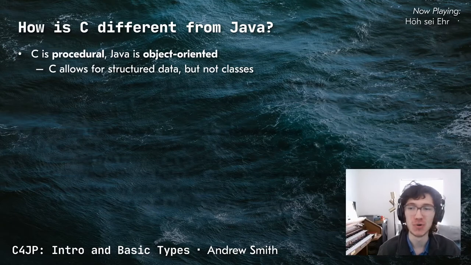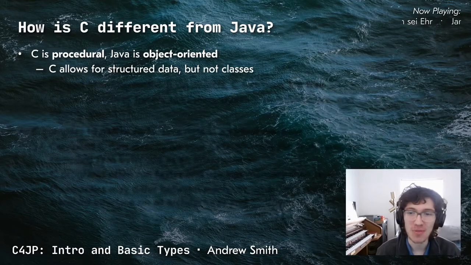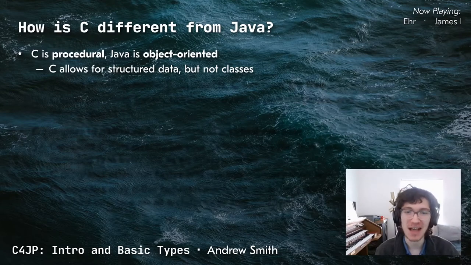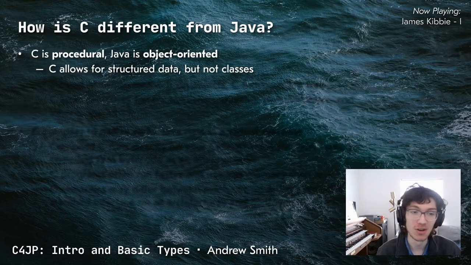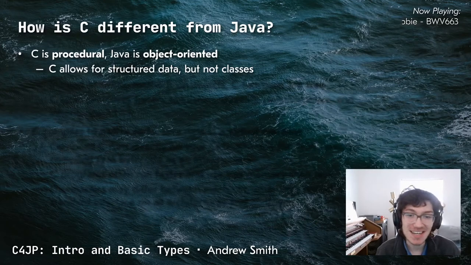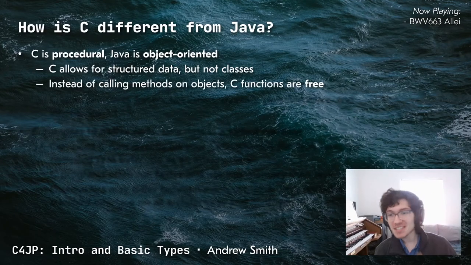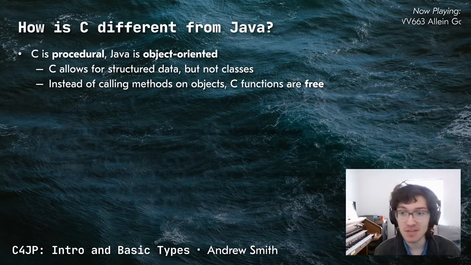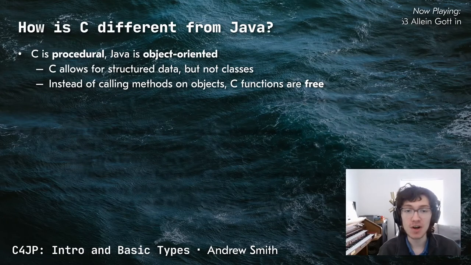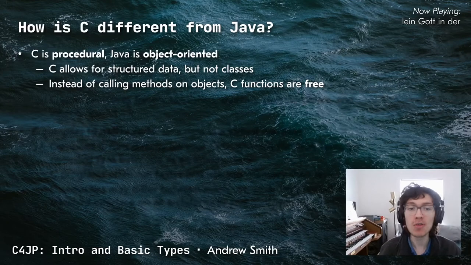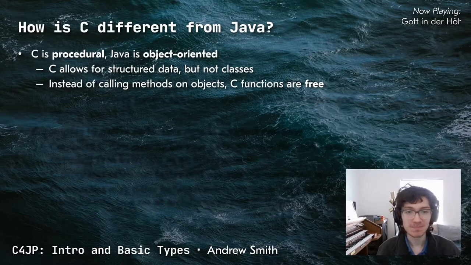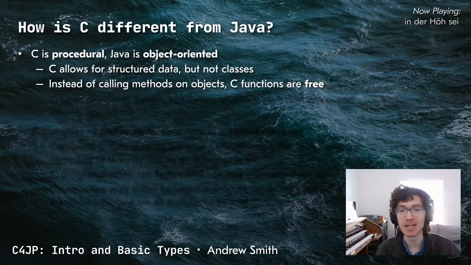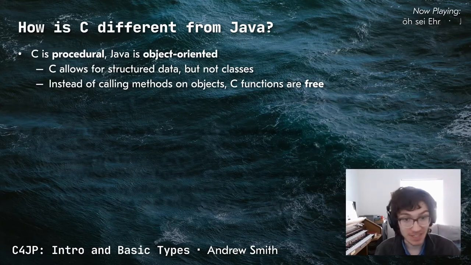Classes refer to data structures that allow things like method implementations, and potentially things like polymorphism in addition to encapsulation, abstraction, all of the object-oriented pillars that we've been working with so far. You're not going to see those in C. So in C, instead of calling methods on objects, instead of saying object.method, C functions are free, which means we call the function and we pass the value we want to manipulate to the function instead of calling the function on that object directly.